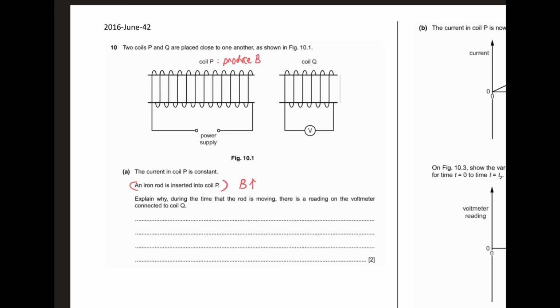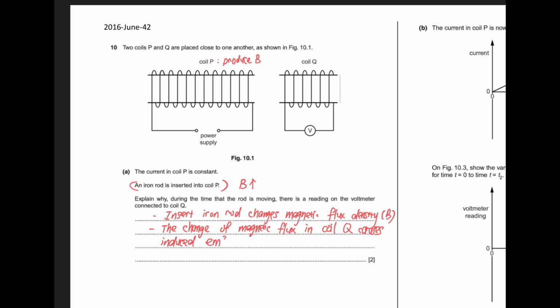So we need to write it down. Inserting the iron rod changes the magnetic flux density, the B. The change of magnetic flux in coil Q causes induced EMF. This is considered nothing special.